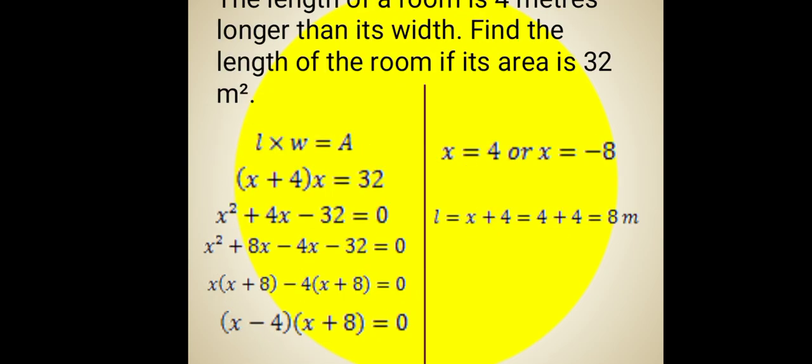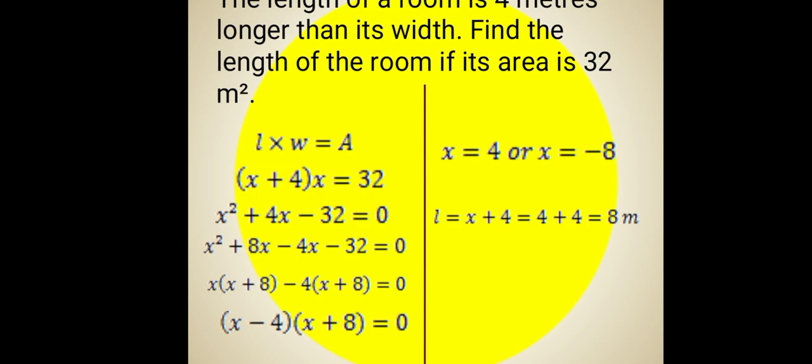The length of a room is 4 meters longer than its width. Find the length of the room if its area is 32 meters squared. Now the area of a room is taken as length times width.